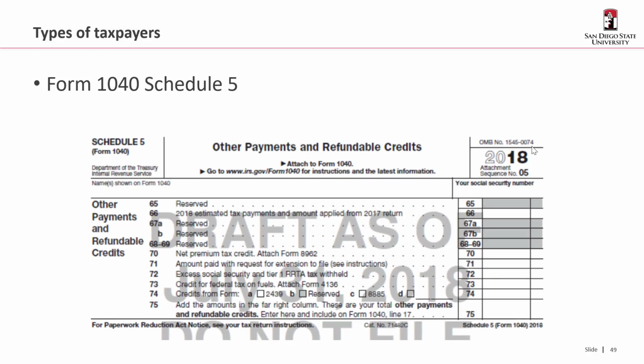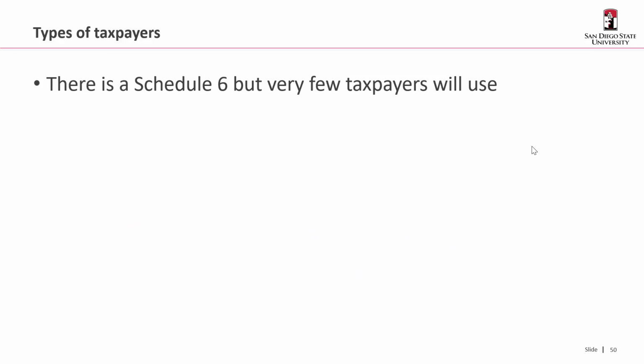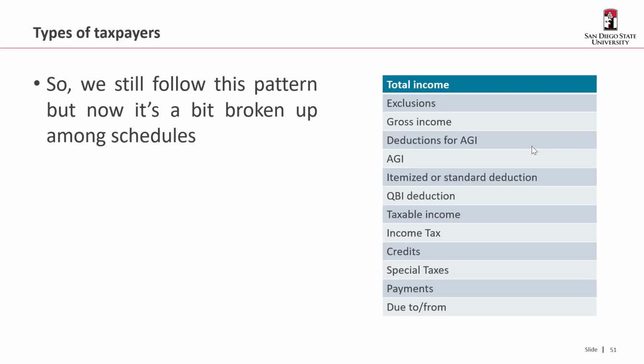Schedule 5 is for other payments. So we saw that Schedule 5 picked up withholding. You accumulate other types of payments here. They tend to be a little more rare other than estimated payments, but you accumulate these, and then it says right on line 75, enter here and include on Form 1040, line 17. There is a Schedule 6. It has to do with a foreign address. Very few taxpayers are going to use Schedule 6.